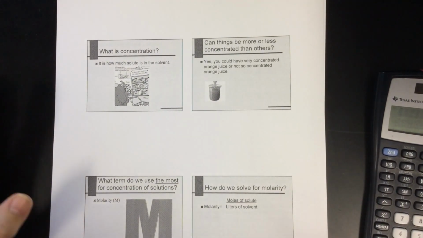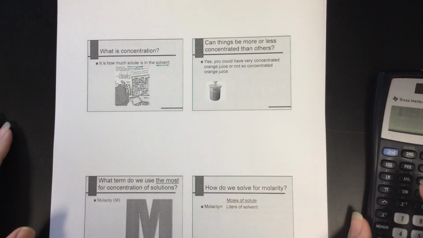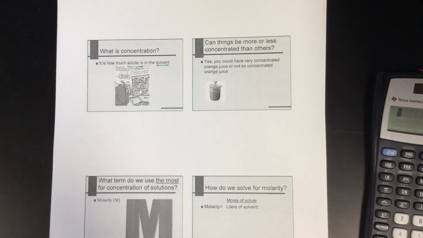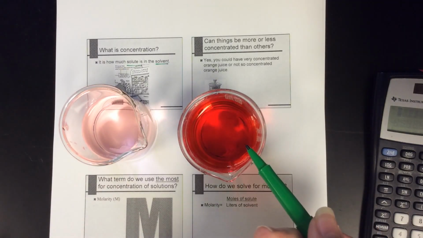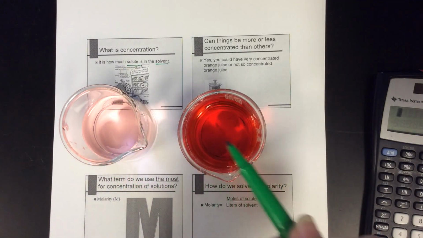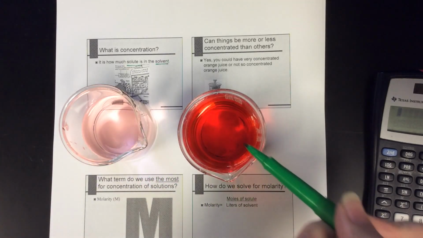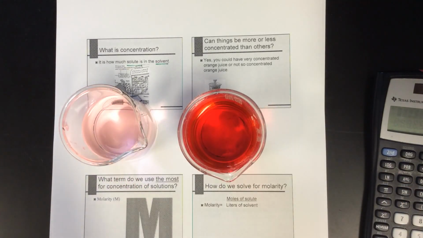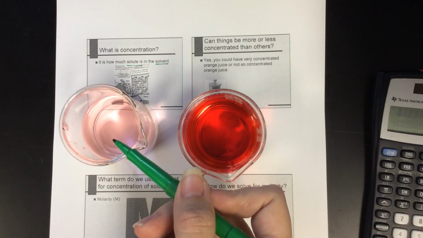Alright, for concentration, we are going to look to see how much solute is dissolved into a certain amount of solvent. Sometimes you can just look at it and see by color. So this one, you can definitely tell is red. This one is just barely pink. They have the same thing in it, which is just food dye today. But this has a lot more red food coloring than this one. So when we think about concentration, this one is a lot more concentrated than this one.